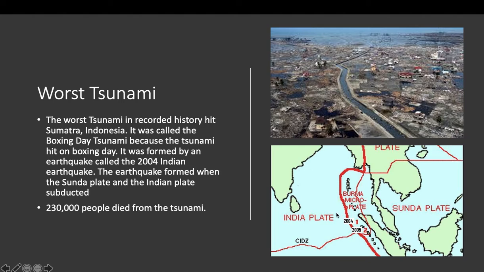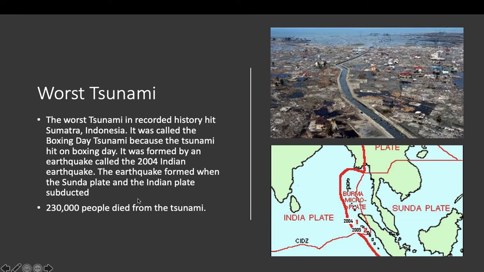And so when they subducted, they created a snap, just like how all earthquakes form. And when the earthquake formed, if it was on land, it would have shaken the land, right? And if it's on water, it shakes the water. And when you shake water, you create massive ripples. And so these ripples, as we said before, would be the big tsunami waves. And then they hit the coast of Sumatra, Indonesia.